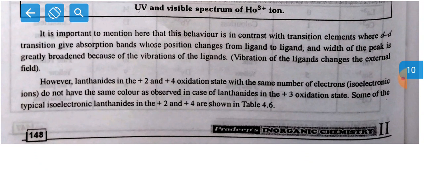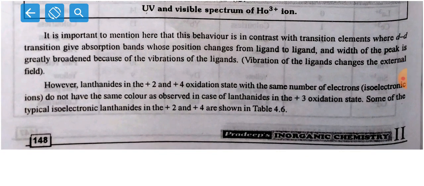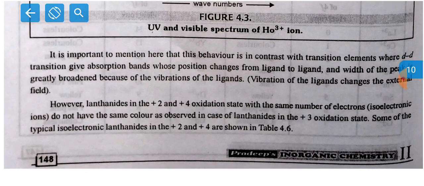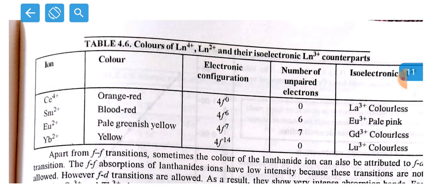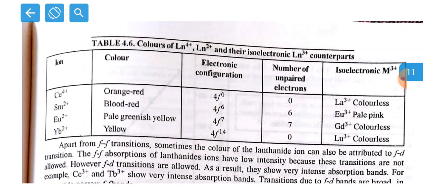However, lanthanoids in the +2 and +4 oxidation states with the same number of electrons, that is isoelectronic ions, do not have the same color as observed in the case of lanthanoids in the +3 oxidation state. Some of the typical isoelectronic lanthanoids in the +2 and +4 states are shown in table 4.6. Table 4.6 shows the color of La4+, La2+ and their isoelectronic La3+ counterparts.